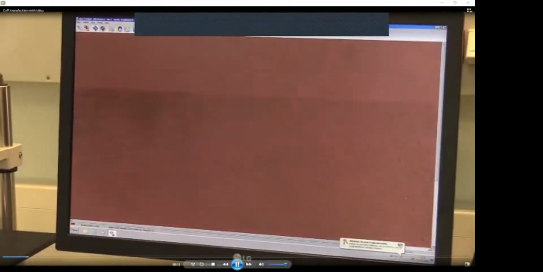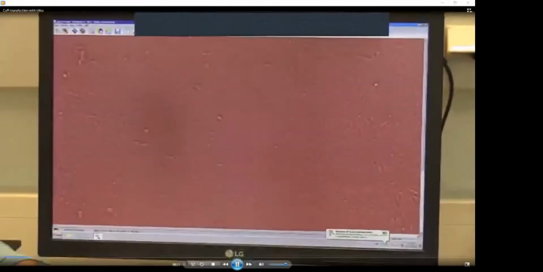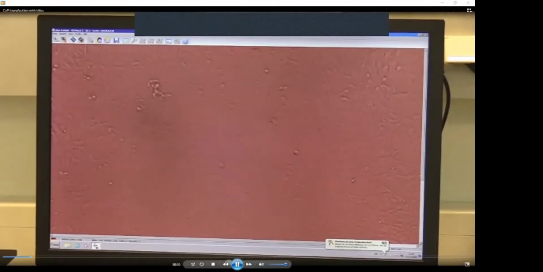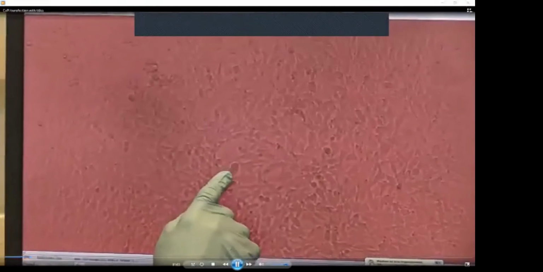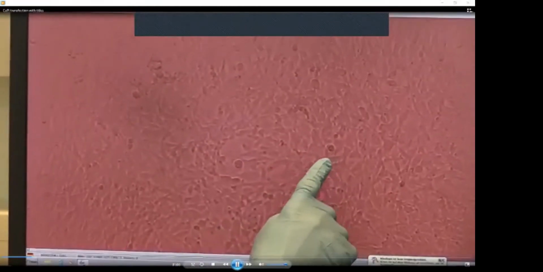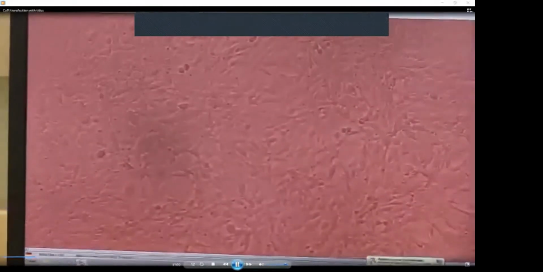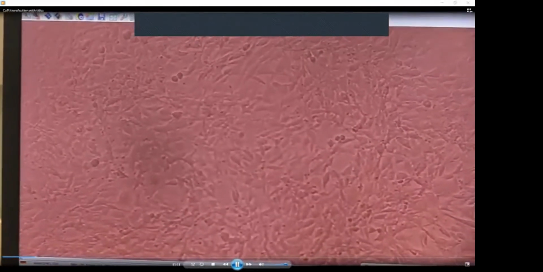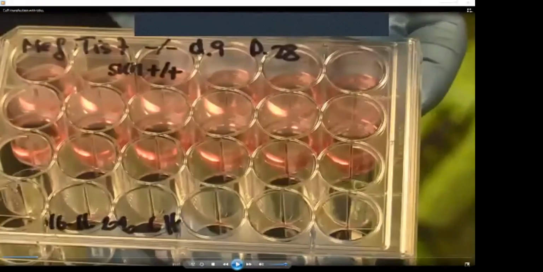Important is also to focus on different parts of the well, on the center and also on the edge of the well, because sometimes the cells are not evenly distributed. So you see here empty spaces and round cells, not what we really want to see, not the nicely adhered flat cells. So this is the concrete plate, and what you see is the proper labeling.